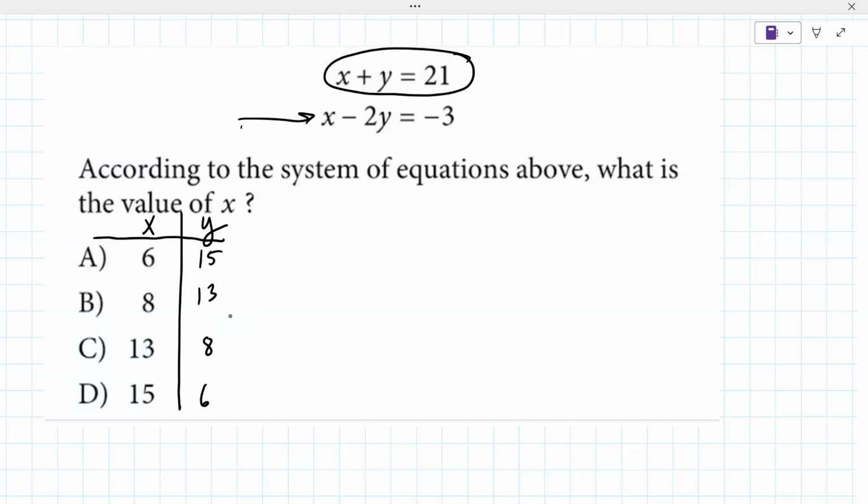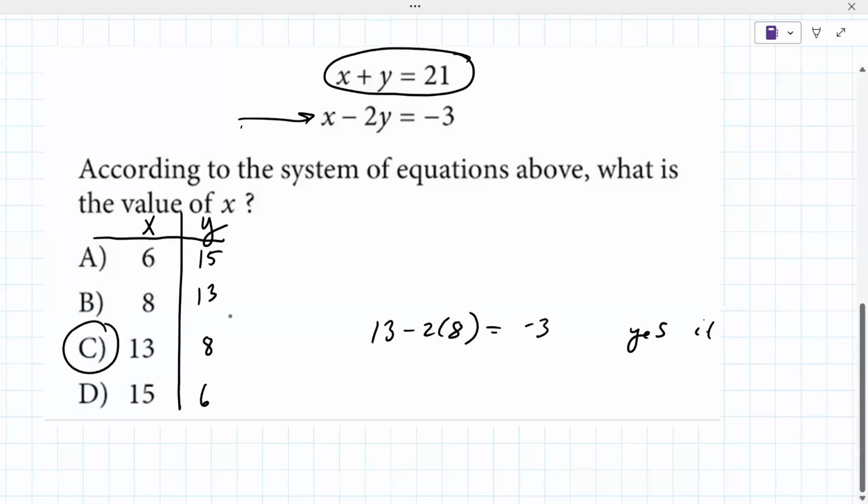C. It is C, yeah. 13 minus 2 times 8, does that equal -3? Yes, it does. Okay, all right. So the reason you might use the table method is maybe you're much better at substituting numbers in compared to actually solving the system, all right?